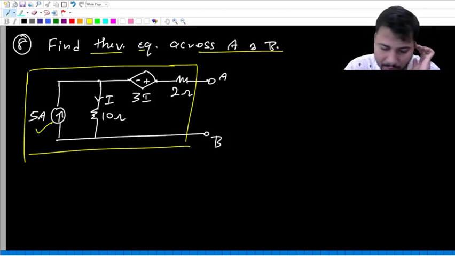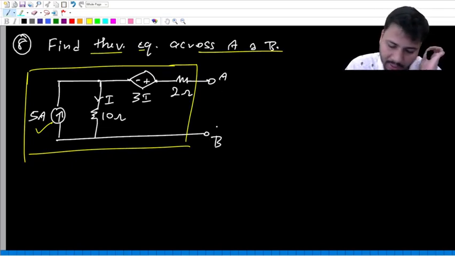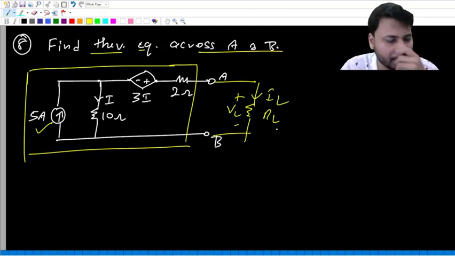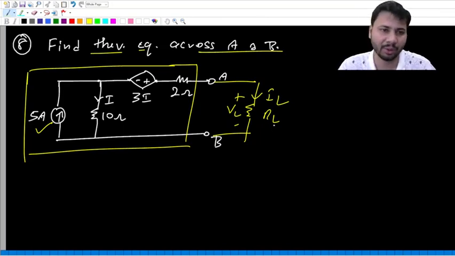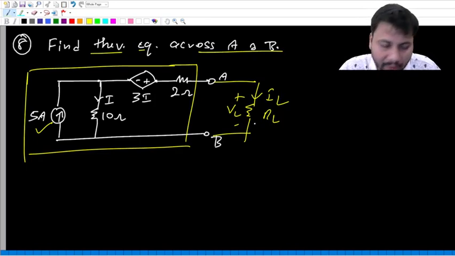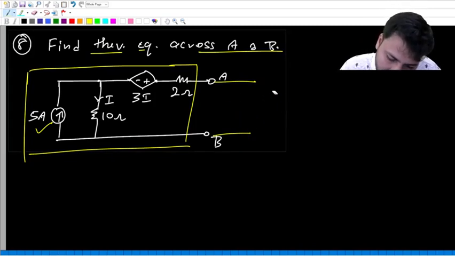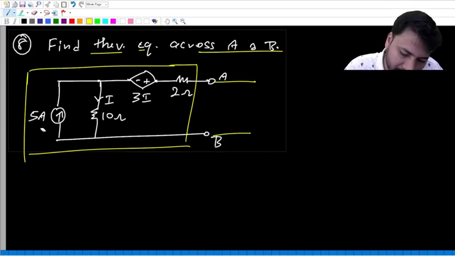There are many ways to do it. You can separately find VOC and ISC. I mean here, if you want, you can connect the load. This is the load voltage, this is the load current, and then you can find VOC by removing the load, and you can find ISC by shorting the load. From VOC and ISC you know how to find VTH and RTH. But I will do it using the VT-IT method.